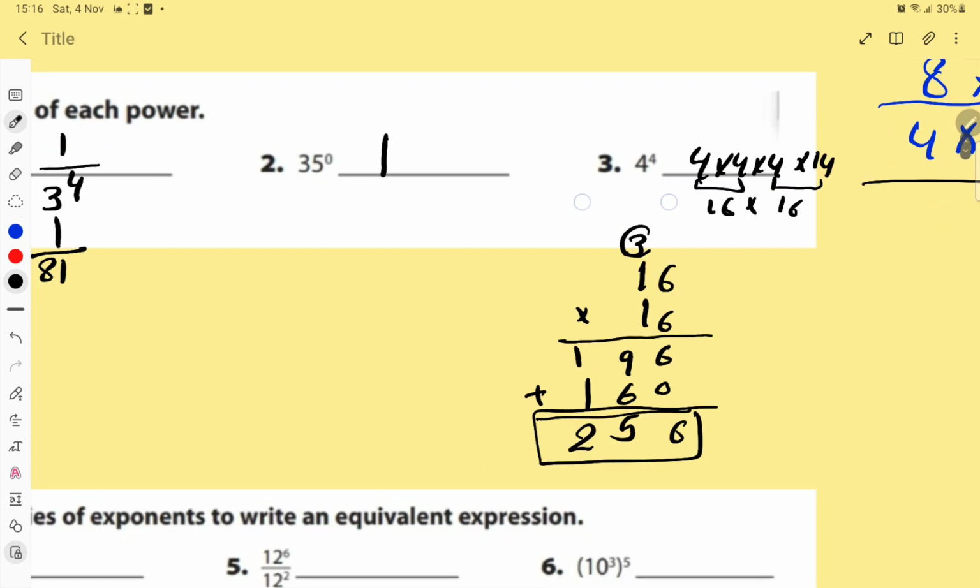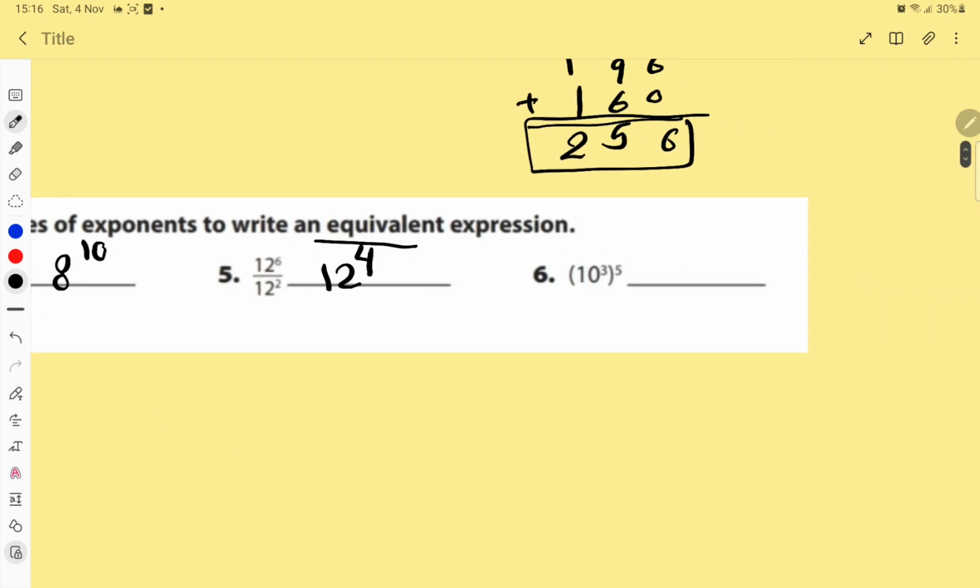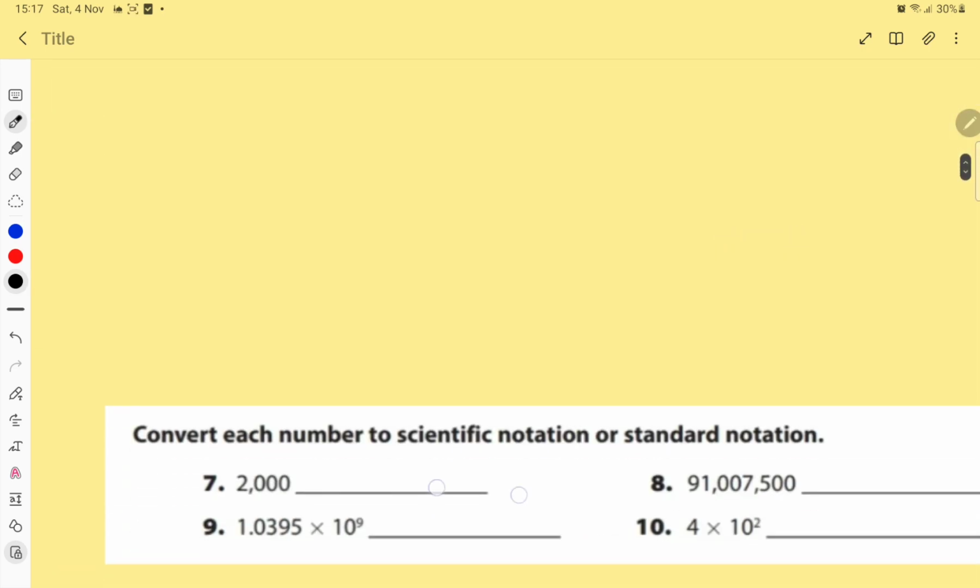This is the answer. Use the properties of exponents to write an equivalent expression. Multiplication, add powers. Keep the base, 3 plus 7, 10. Division, subtract the powers. Keep the base, subtract 6 minus 2, 4. 10 power 3, all power 5. Whenever there is a power raised to another power, we multiply them. Keep the base 10. 3 times 5, 15.